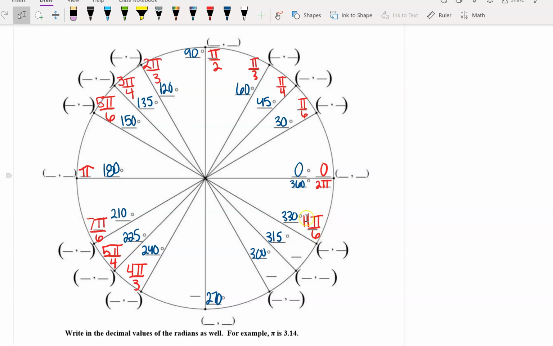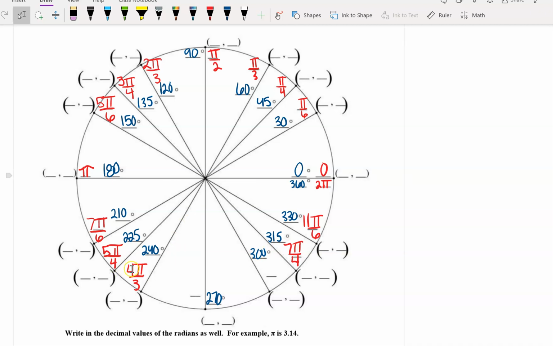Which is really close to 6 pi over 6, which would reduce to 2 pi. So it should hopefully make sense that those are close together. All right, and now we'll reflect the pi over 4 over here. So this will be a pi over 4. And we're going to count up from the 5 pi over 4. 6 pi over 4 reduces, so it's going to be 7 pi over 4.